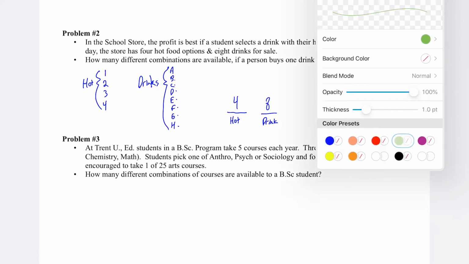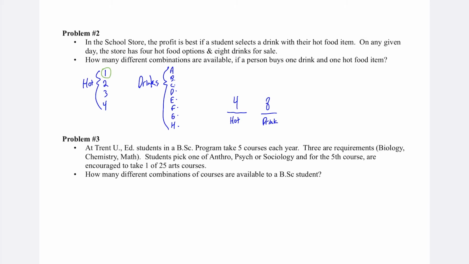And you can think about it this way, that if you choose hot food item number 1, you could have A, you could choose B as a drink, you could choose C, D, E, F, G, H. And so notice that there's 8 options just within the hot food item number 1. And if you were to choose hot food item number 2, you would also have 8 options, and 8 options for 3 and 8 options for 4. So notice that every time you're doing 8 options. So that would just be the same as saying 4 times 8, which gives you 32 combinations. Okay?